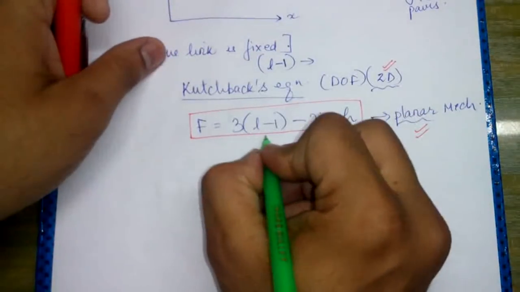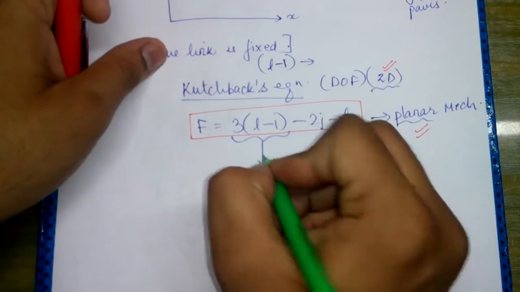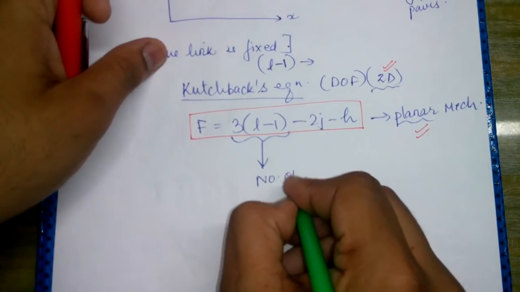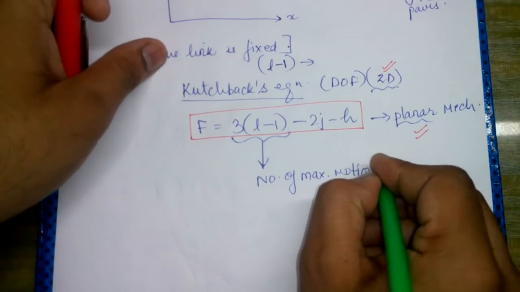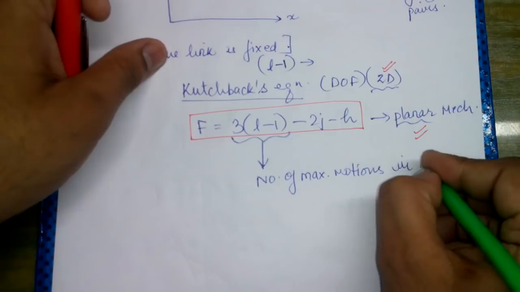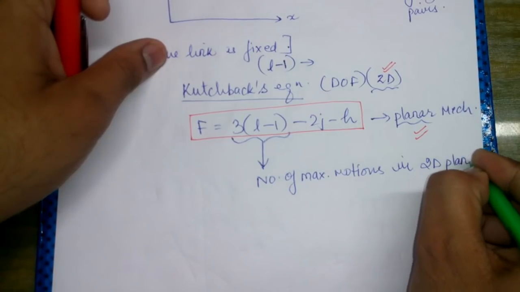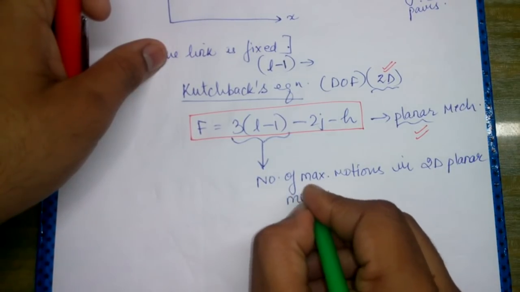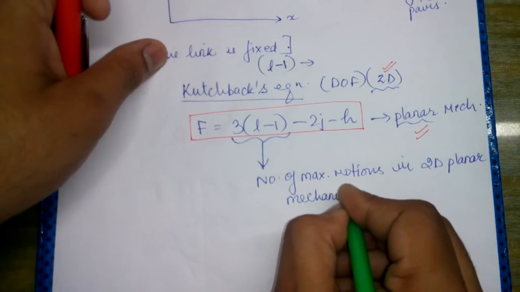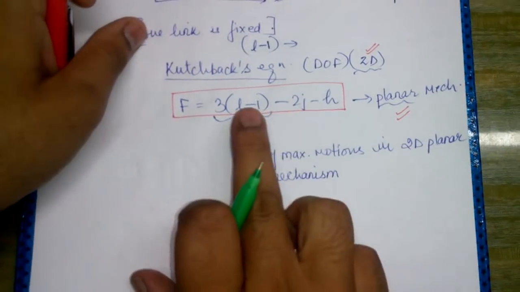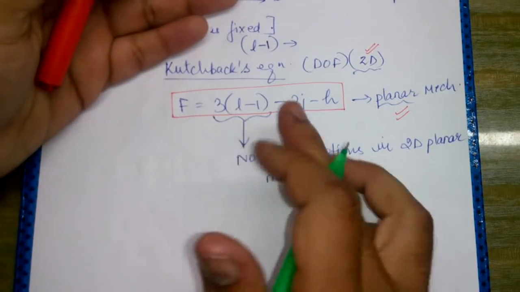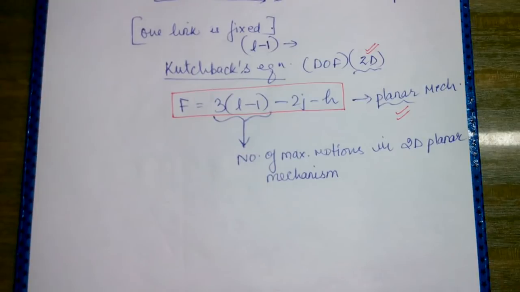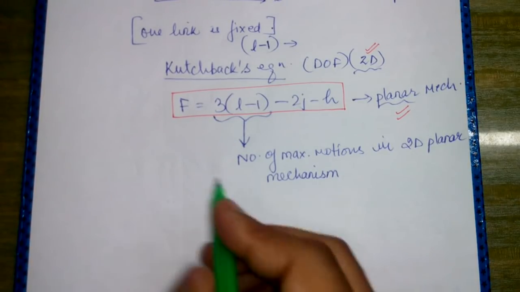Where 3 into L minus 1 is actually representing the number of maximum motions in a 2D planar mechanism. So in the Kutzbach equation we have to keep in mind what the different terms are representing. This equation is mainly used to find out the degree of freedom of 2-dimensional structures.